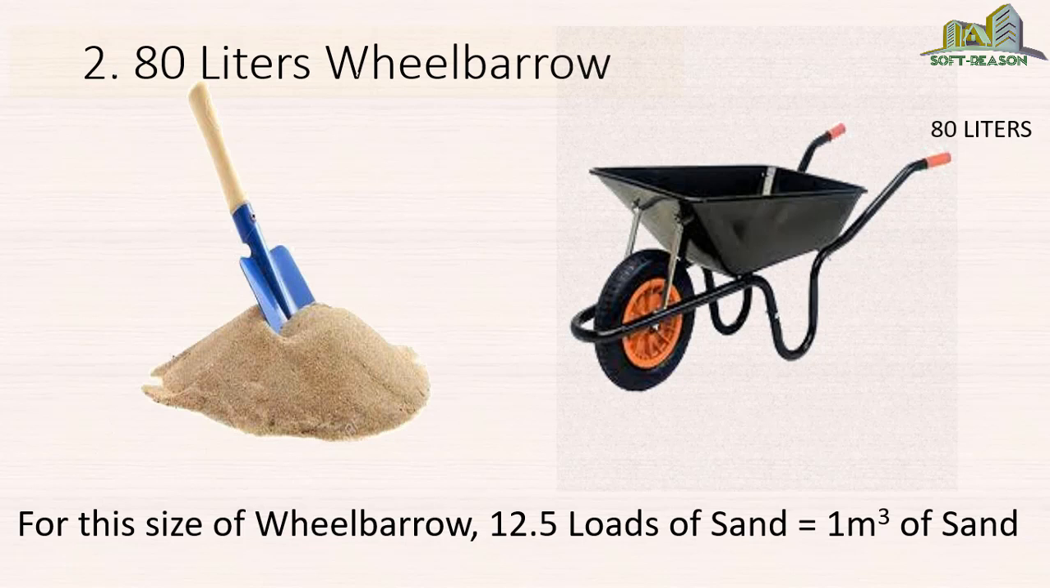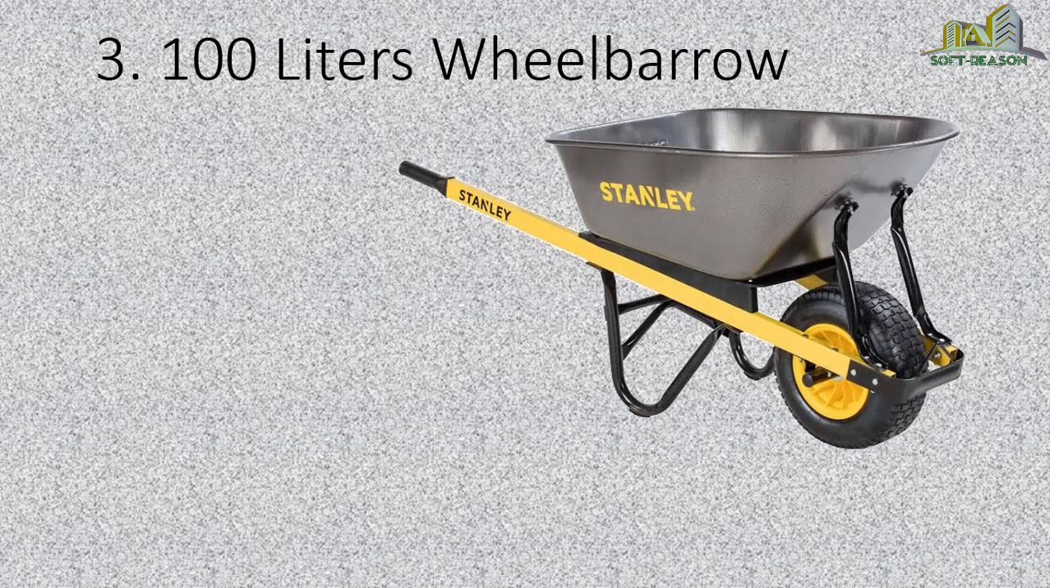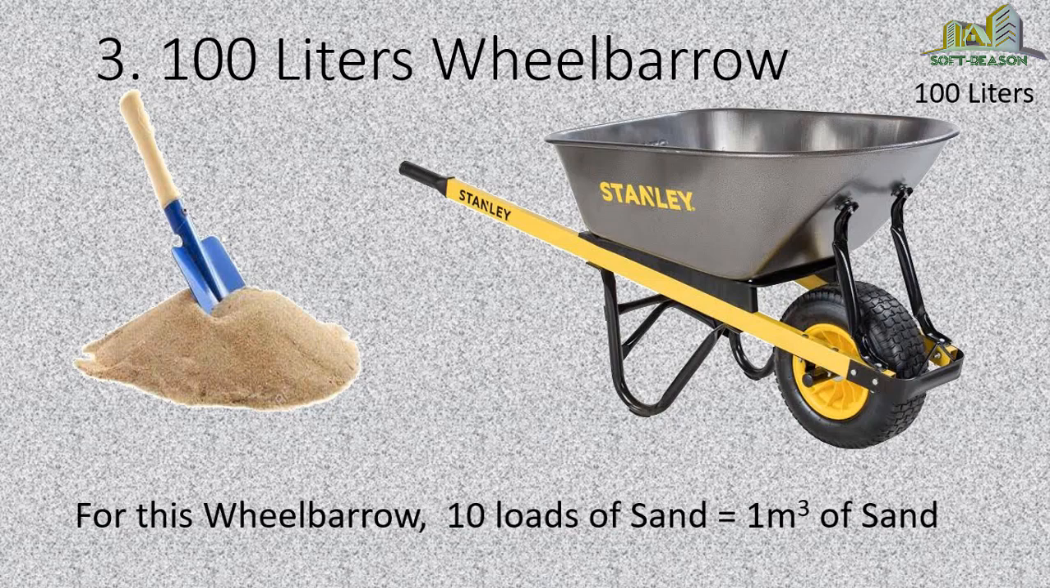All right. Let's proceed to the third type of wheelbarrow. We also have 100 liters wheelbarrow. Is of this size. Alright, and so the capacity of this wheelbarrow is 10 loads of sand equals 1 cubic meter of sand. 10 loads. If you are able to load this wheelbarrow 10 times and you heap the sand in a place, it is measured to be 1 cubic meter of sand.